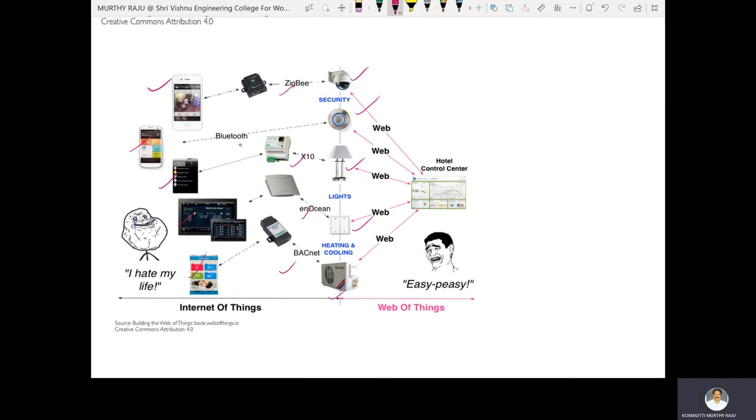All these actions are integrated by using these web application protocols. Hotel control center, a person: this is the web of things. This one is the internet. Internet of Things involves so many devices and some protocols. These are the things, machines are things. All these actions are integrated and monitored in one place with the help of web access protocols, which is called the web of things.